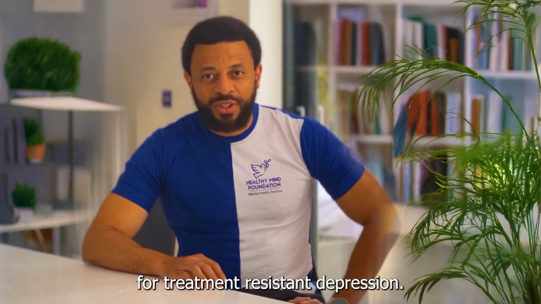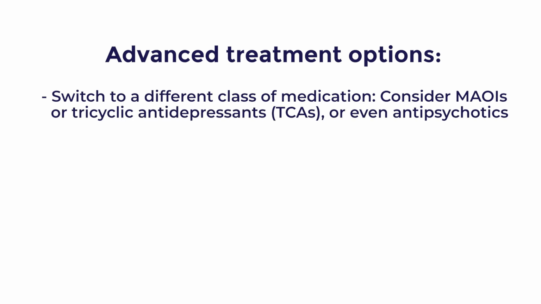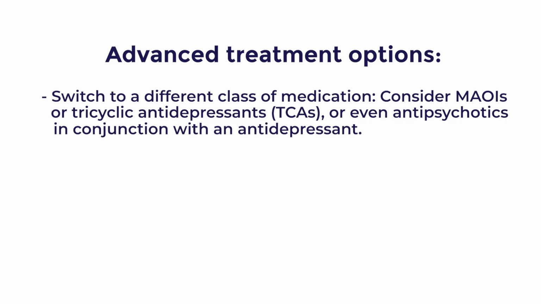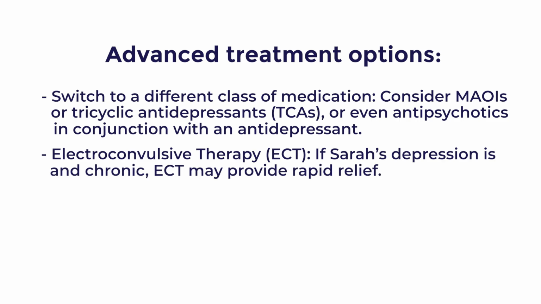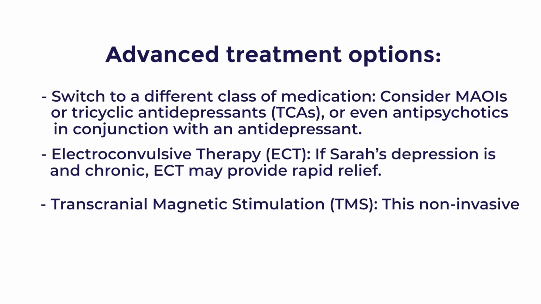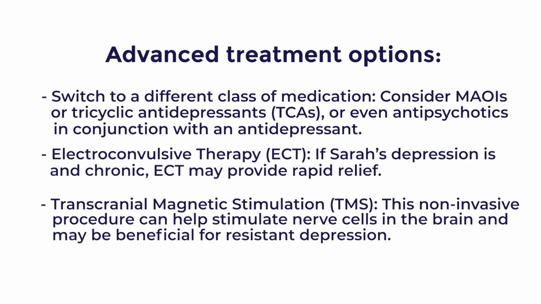For treatment-resistant depression, we may need to explore advanced treatment options. Switch to a different class of medication. Consider MAOIs, or tricyclic antidepressants, TCAs, or even antipsychotics in conjunction with an antidepressant. Electroconvulsive therapy, ECT. If Sarah's depression is severe and chronic, ECT may provide rapid relief. Transcranial magnetic stimulation, TMS. This non-invasive procedure can help stimulate nerve cells in the brain and may be beneficial for resistant depression. Step 3. Psychosocial support.